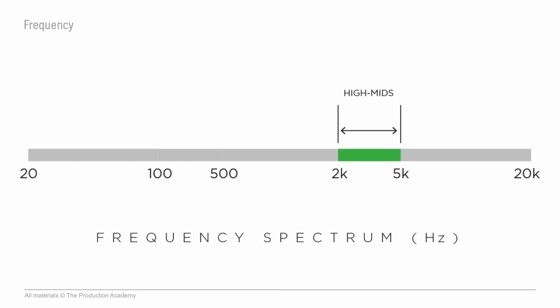Above the mids are the high mids. These range from 2K to 5K and generally are the frequencies people call harsh.